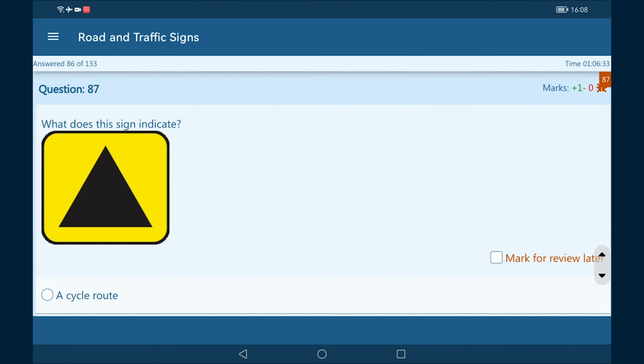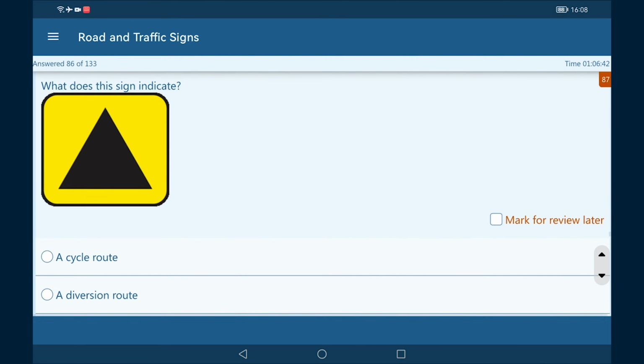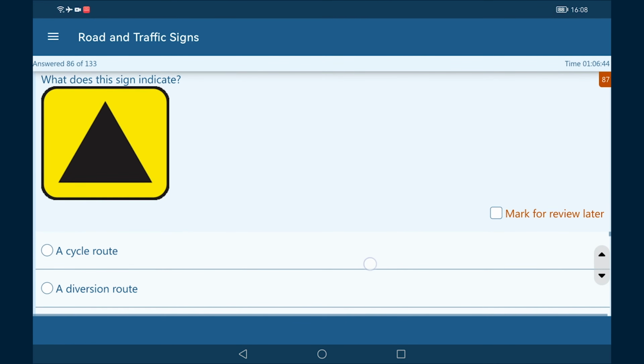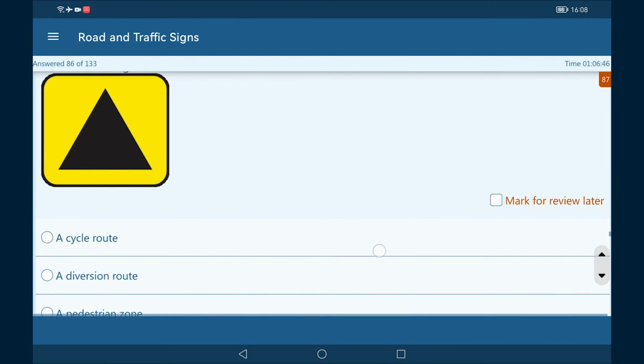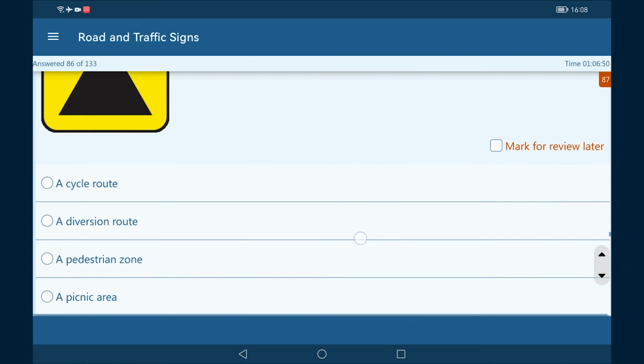Question 87. What does this sign indicate? Option 1. A cycle route. Option 2. A diversion route. Option 3. A pedestrian zone. Option 4. A picnic area. The correct answer is Option 2, that is, a diversion route.